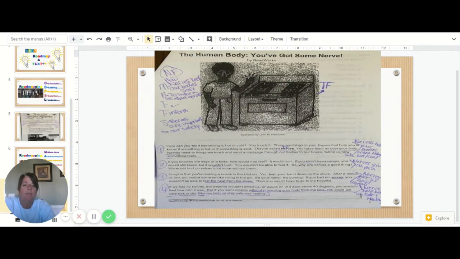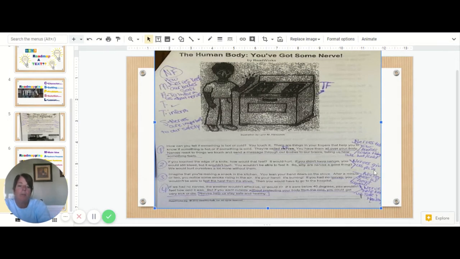The second paragraph says, if you touched the edge of a knife, how would that feel? It would hurt. If you didn't have nerves, you would still bleed, but it wouldn't hurt. You wouldn't be able to feel it. So why are nerves a good thing? We would hurt ourselves a lot more without them. I summarized that one saying that nerves give us the pain or tell us when something's painful. The third paragraph I did as well.